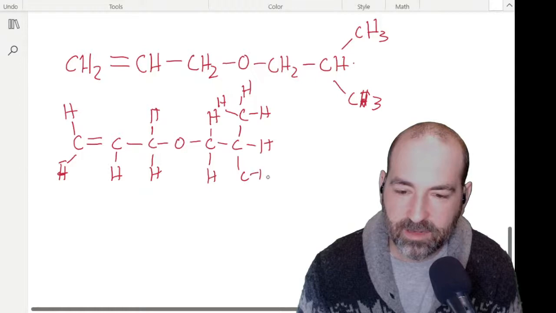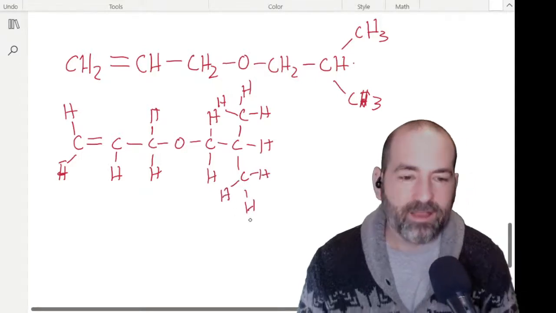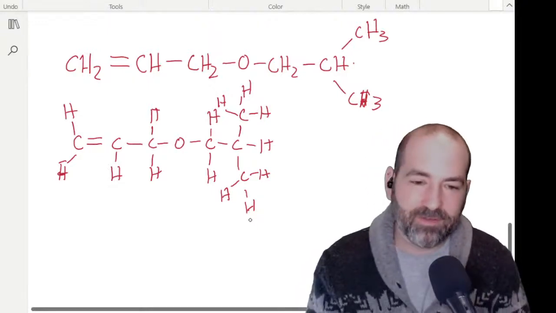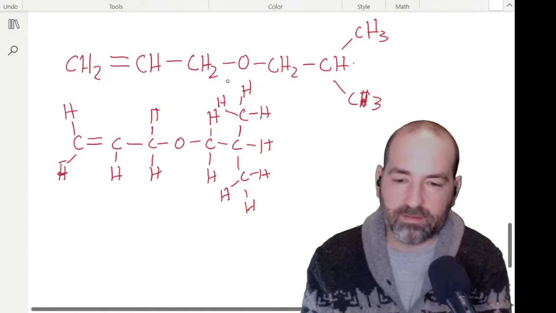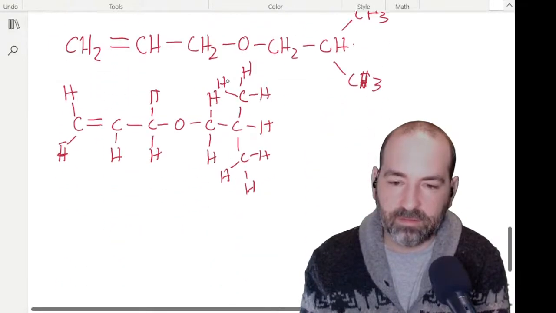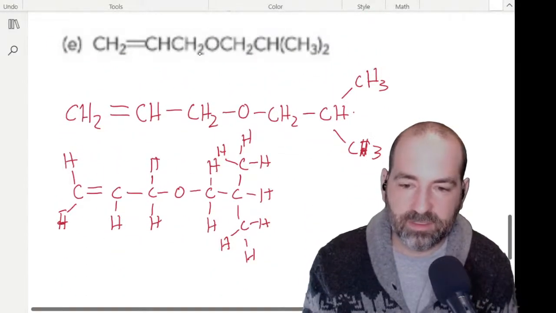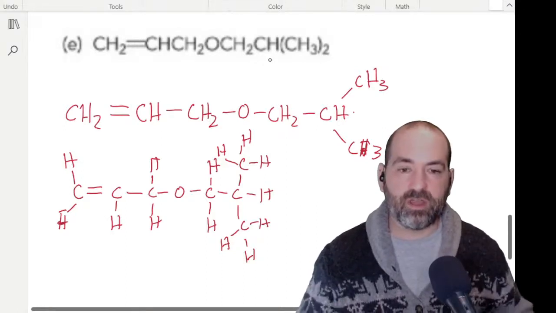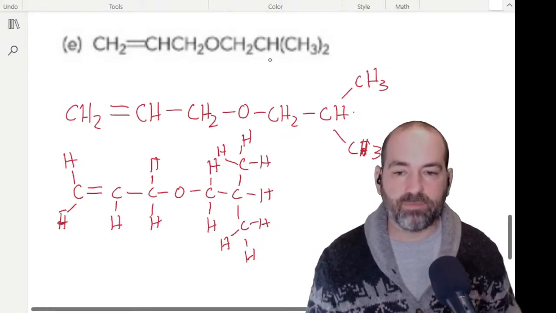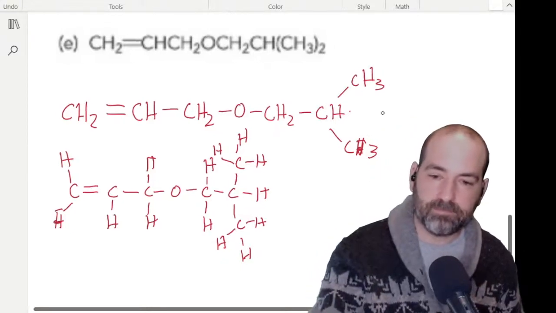So you can see it's not beautiful here. I'm kind of getting in my own way, which is why condensed structures can be really helpful. But that would be a Lewis structure for this condensed structure. All right, so first step of the work, look at the condensed structures and try to bring them out into bigger, fully drawn structures.